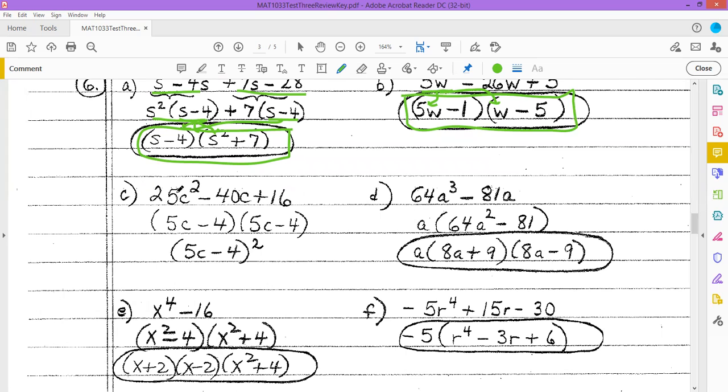Letter C, we have 25c squared minus 40c plus 16. So we factored 25c squared using 5c and 5c, and we factored 16 using minus 4 and minus 4. We have the same factor twice, so we can rewrite that as 5c minus 4 to the second power.